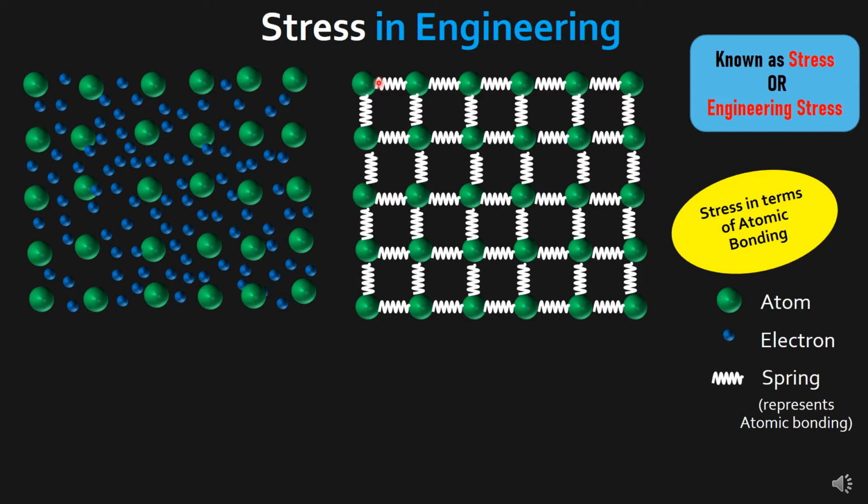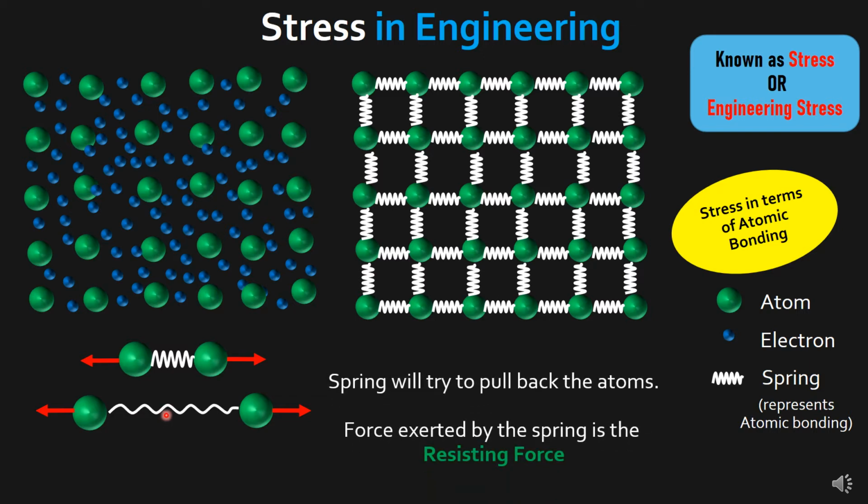So here this white zigzag line is representing the spring, which in turn is representing the atomic bonding. So here we will consider two atoms held together by a spring, and they are subjected to external force. So this external force is trying to elongate or trying to move the atoms apart from one another. So if you have applied enough force, then these atoms will move apart from one another and spring will get stretched out. But the inherent effect of this spring will be to try to pull back the atoms to their original position. So here spring is exerting a force, and this force is known as the resisting force.